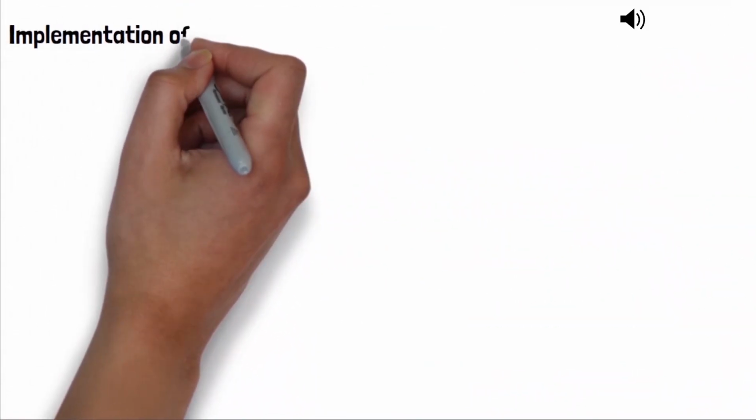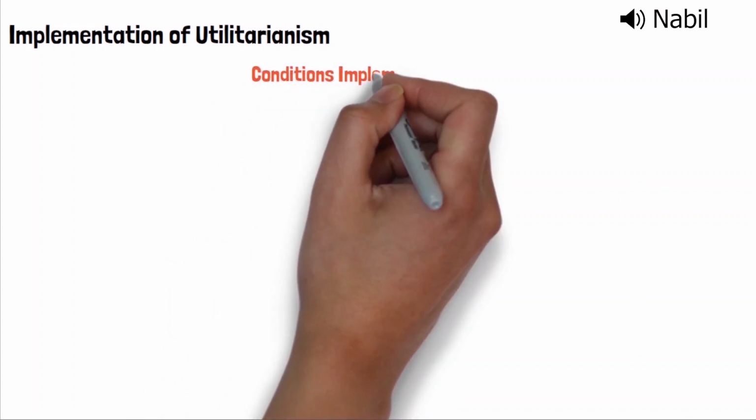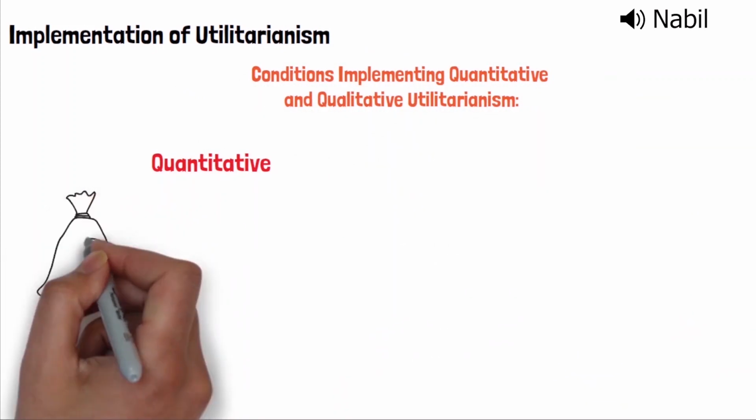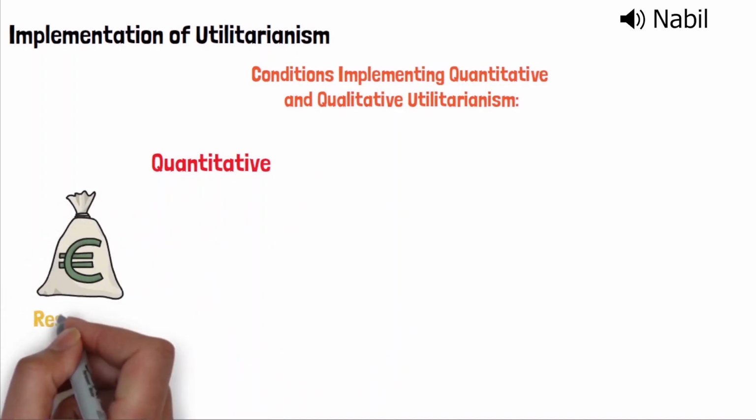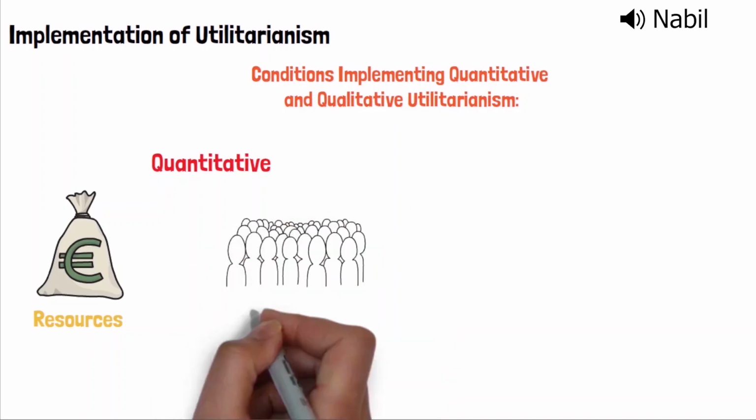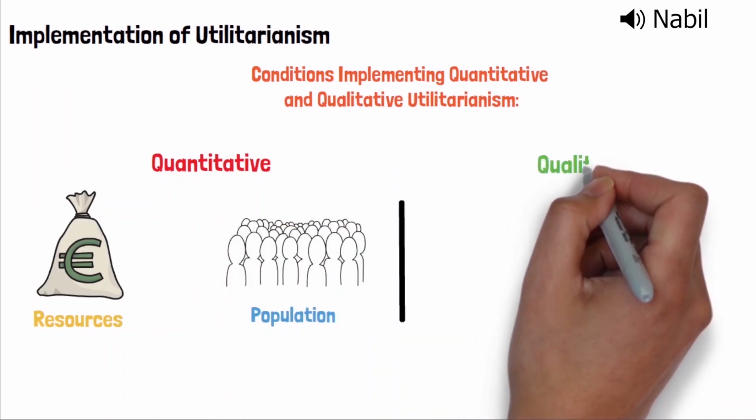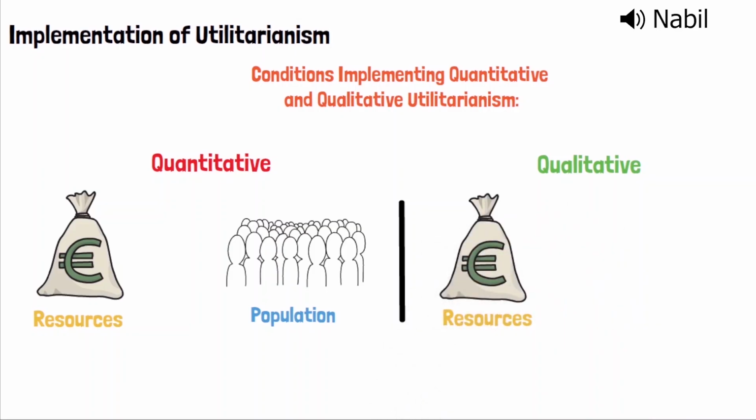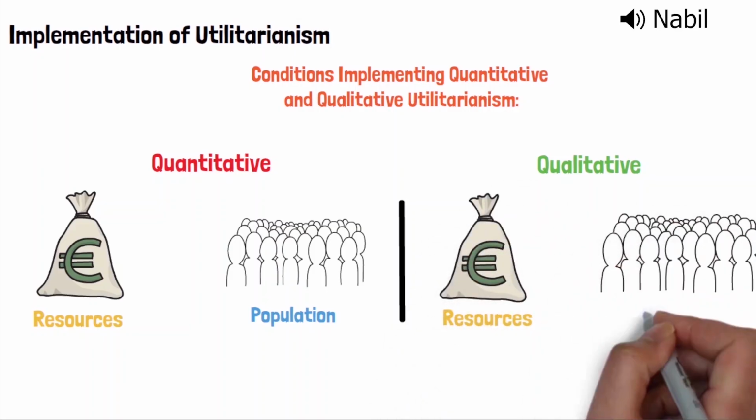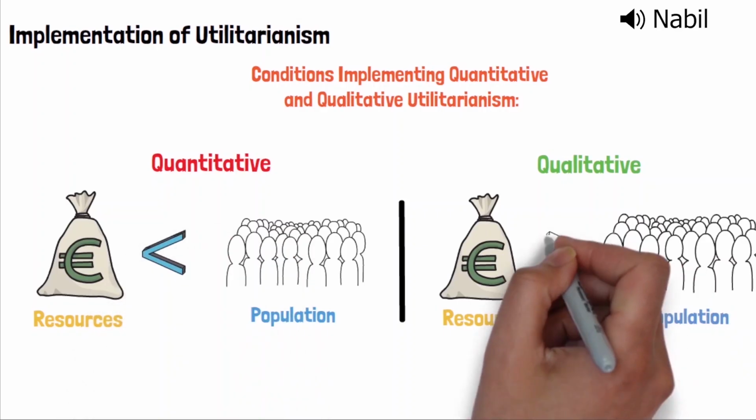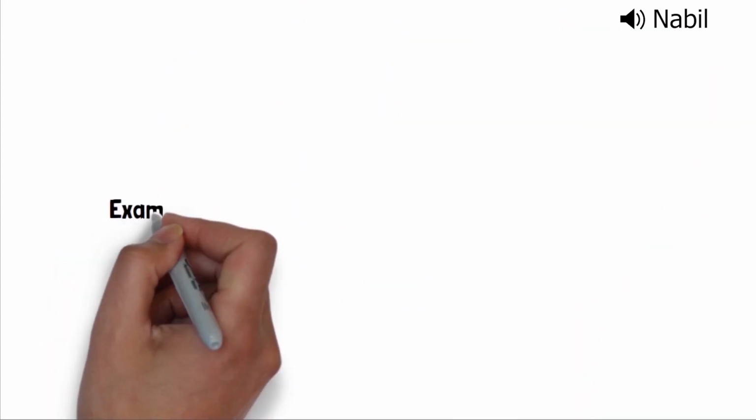Now let us see where the different types of utilitarianism are implemented. Suppose a country has low population but abundance of resources. In that case, qualitative utilitarianism can be applied where the government can allocate more resources for each of the citizens. Conversely, if a population dense country is lacking in resources, the government has to apply quantitative utilitarianism, where the government needs to reduce and streamline the resource allocation for each citizen.